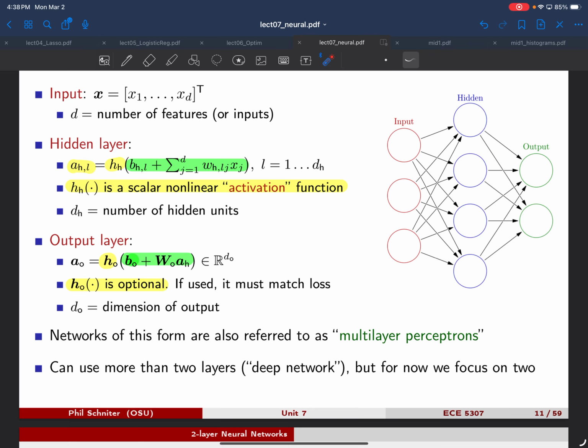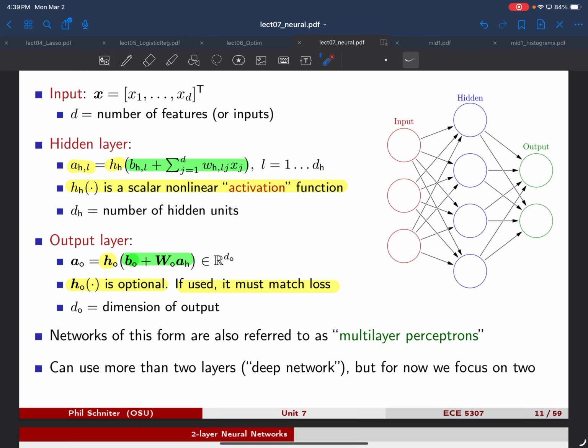So it could be disastrous. So you really want to choose this to match your output. And actually, I think in most cases you could just leave it out because it's enough. This is usually enough to train your system just with the linear output and not actually put it through nonlinearity. Okay, so this is optional. If you use it, it has to match the loss.